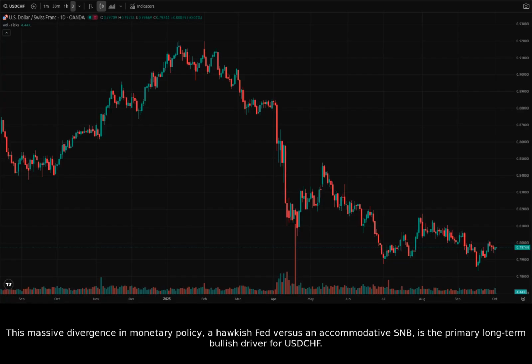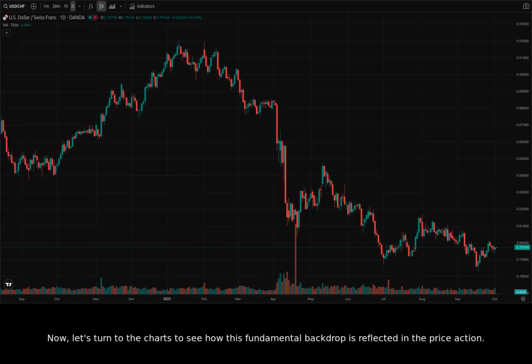This massive divergence in monetary policy, a hawkish Fed versus an accommodative SNB, is the primary long-term bullish driver for USDCHF. Now, let's turn to the charts to see how this fundamental backdrop is reflected in the price action.